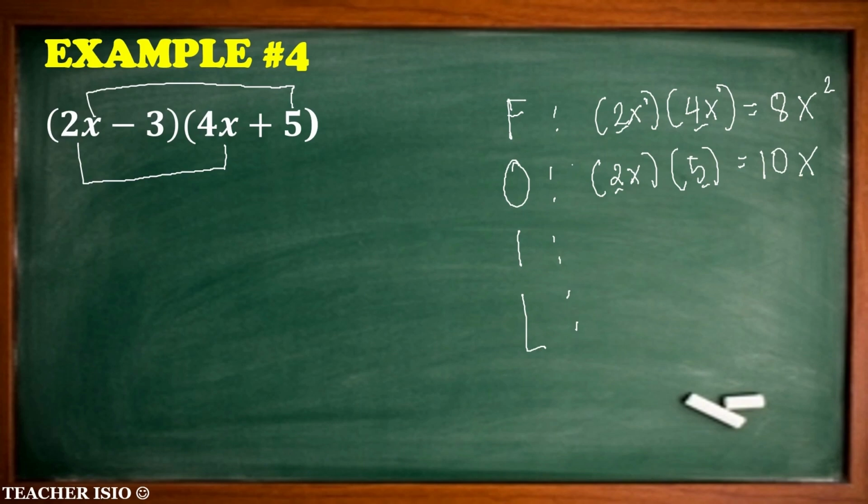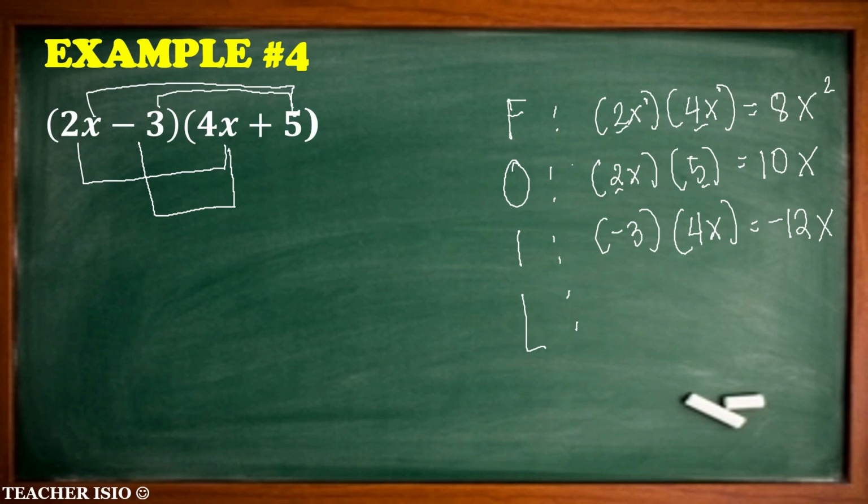Next, let's have the inner, which are negative 3 and 4x. Negative 3 times 4x. So what is negative 3 times 4? We have negative 12. Copy the variable x. Next, let's have the last. So we have negative 3 times 5. So negative 3 times 5, we have negative 15.